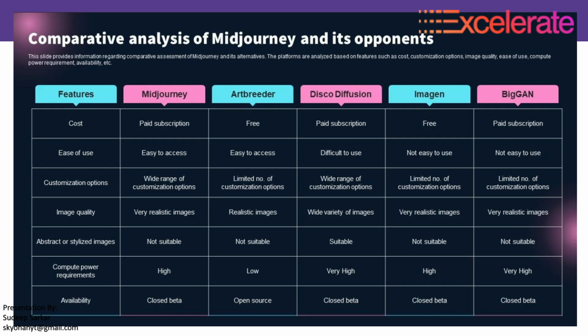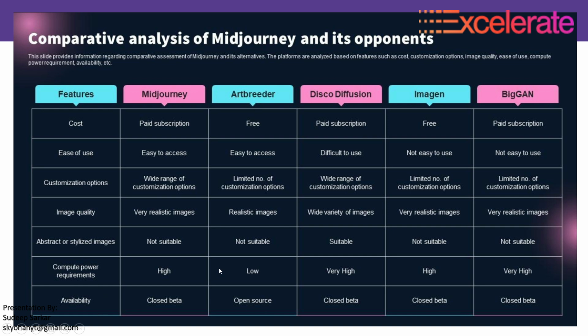Now, comparative analysis of Midjourney and its opponents. Midjourney has a paid subscription, and Artbreeder is free, Imagen is free, BigGAN is paid. Now, ease of use. Midjourney is the easiest to use. Disco Diffusion is a bit difficult to use. Customization options, an extremely wide range of customization options. Image quality, the most realistic quality that you can find is currently through Midjourney only.